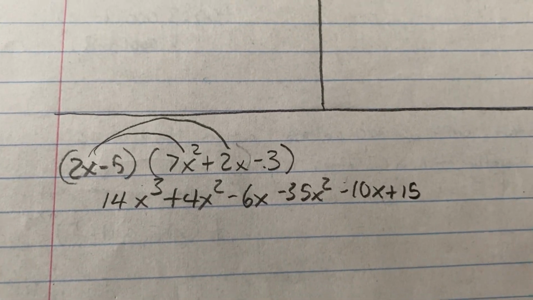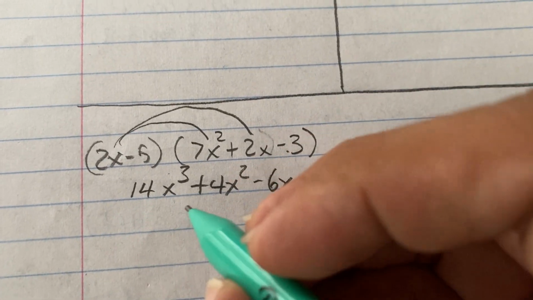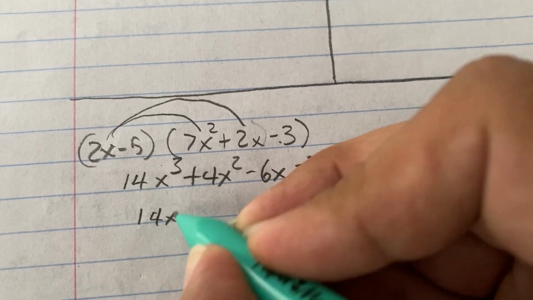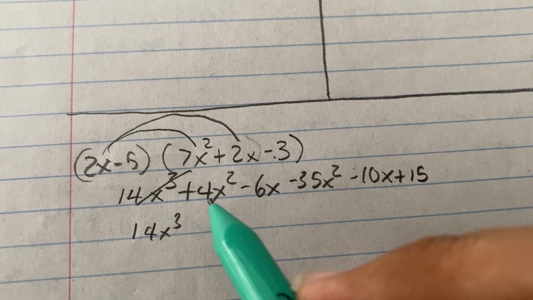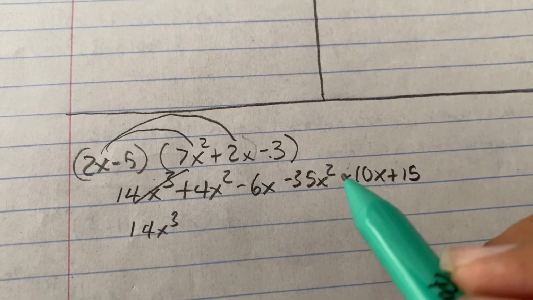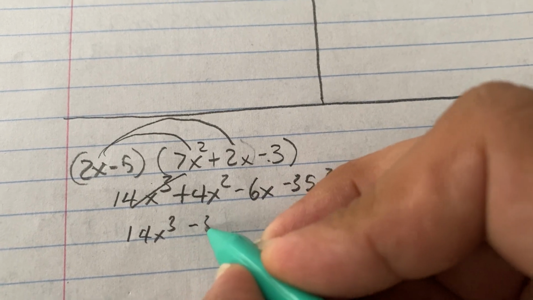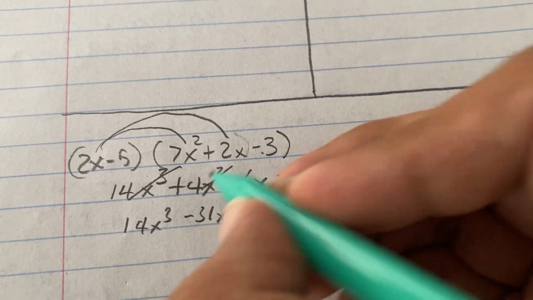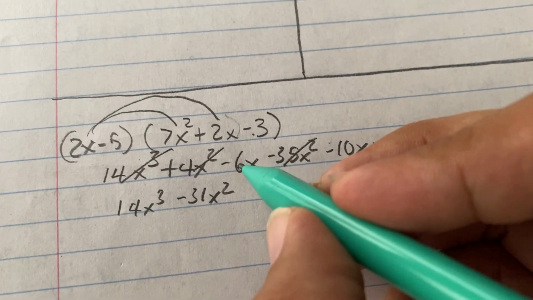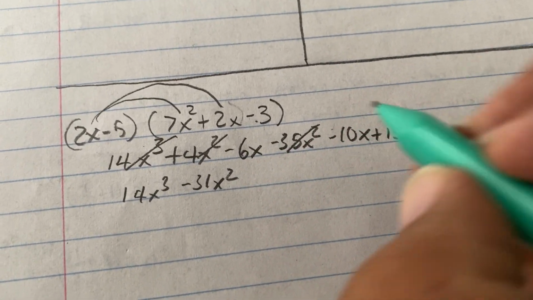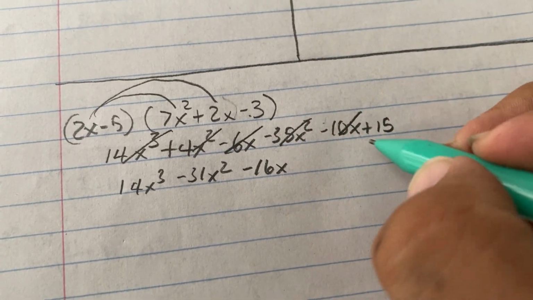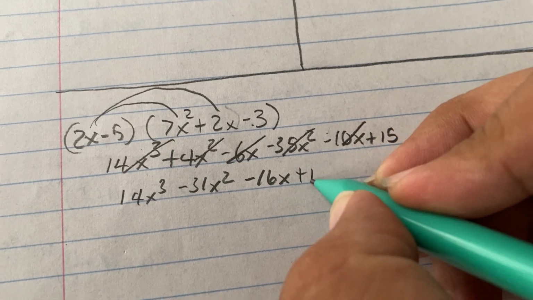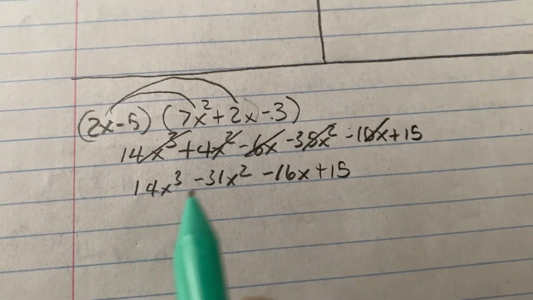And there we go. Now we just have to combine like terms. This is the only one of its type, so 14x to the third is definitely going there. Do I have any squareds? Yep, I have two of them. I have a 4x squared. I have a negative 35x squared. So that's going to make a negative 31x squared. Now I have a negative 6x, and I have a negative 10x. So it's going to make negative 16x. And then I'm going to have a 15 here all by itself. And we are done. Cannot combine any more like terms. Thumbs up. We're done.